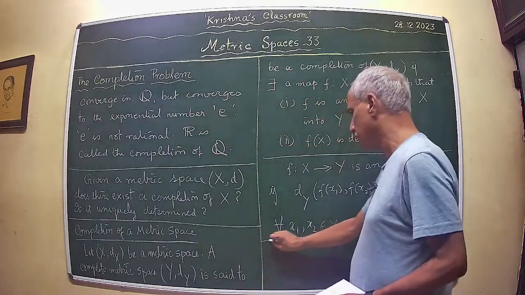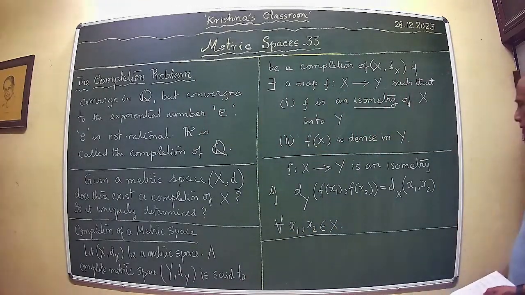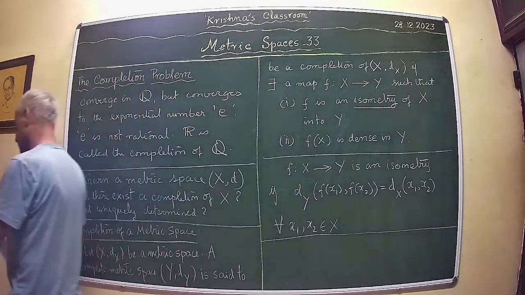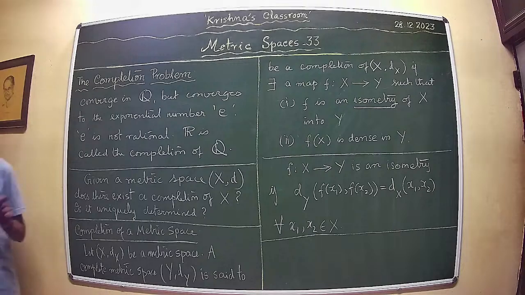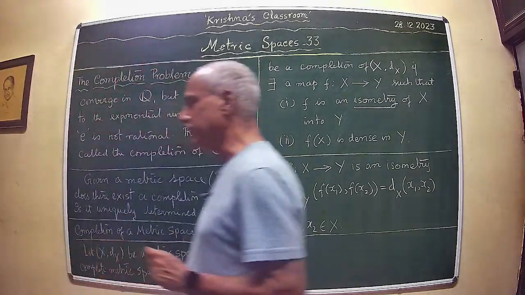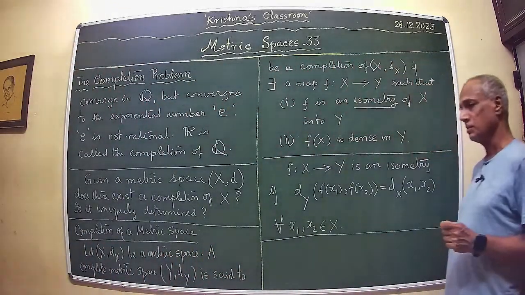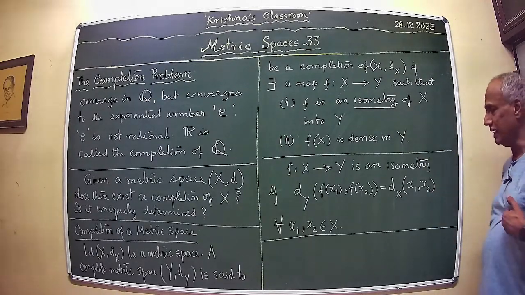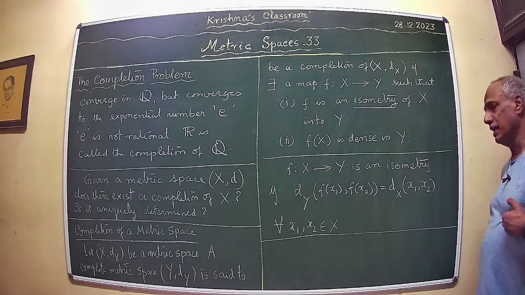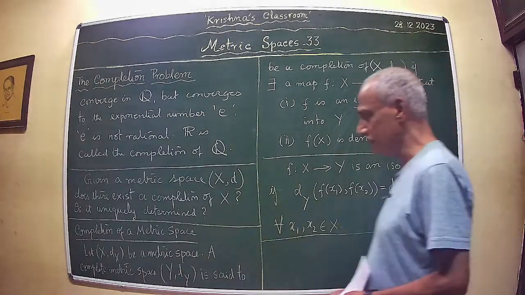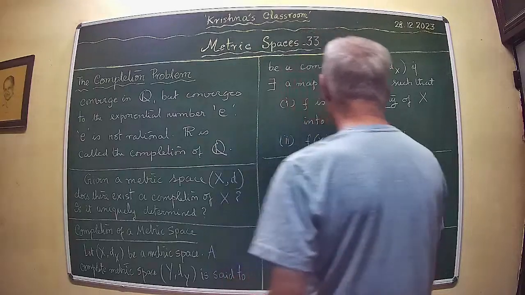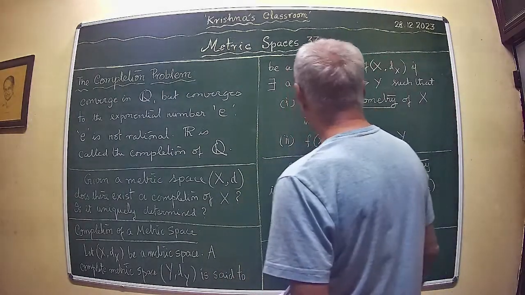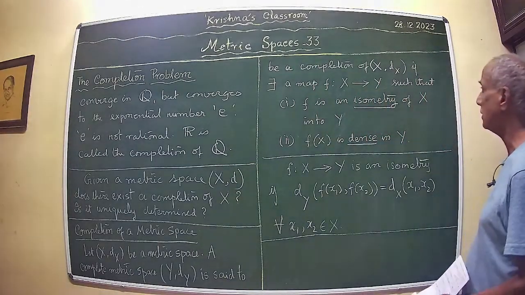Okay. So we want two conditions to be satisfied. So given X, there is a Y such that there is an isometry of X into Y. Secondly, the image of X under F is dense in Y. So if these two properties are satisfied, then we say that Y is a completion of X.